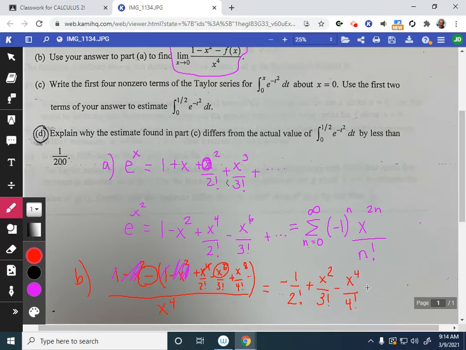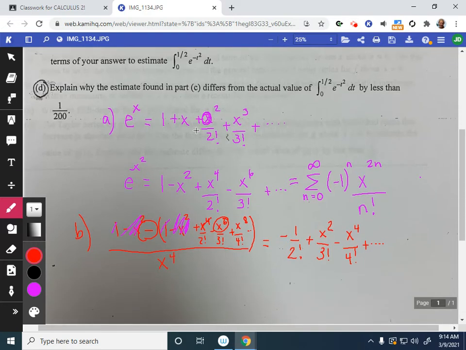Okay, so this is my new series that I'm writing to represent the thing they want me to take the limit of. Well, they want me to take the limit of this as x goes to 0. So what is the limit as x approaches 0 of this series?